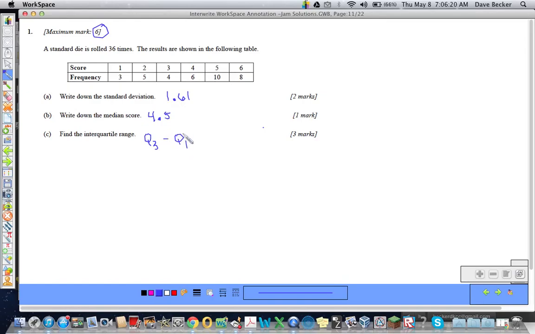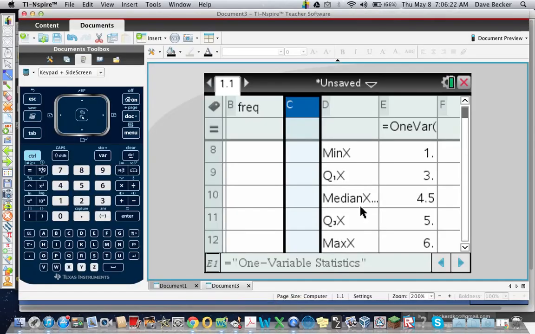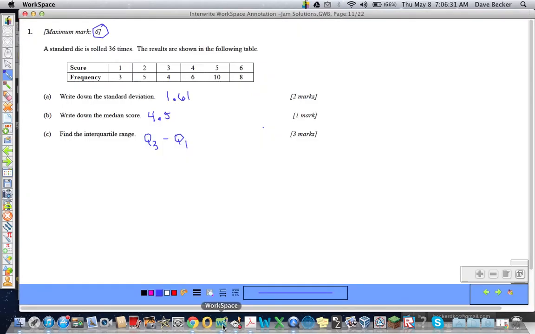If only there was a way to find Q3 and Q1. Oh, the humanity of the situation. 5 and 3, so that's going to be 5 minus 3, which is equal to 2.